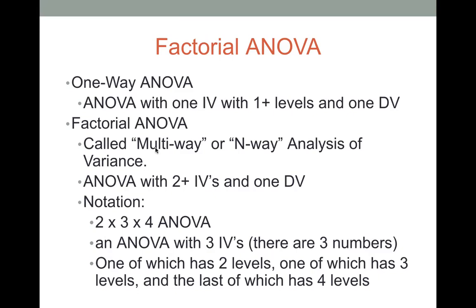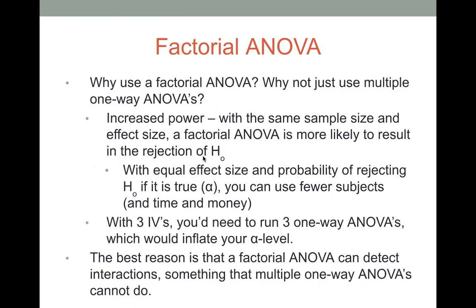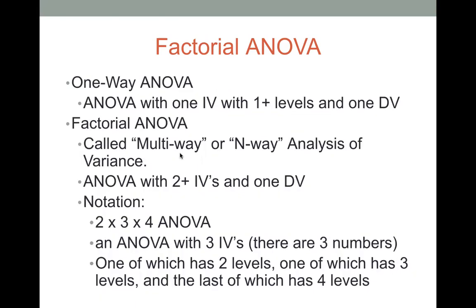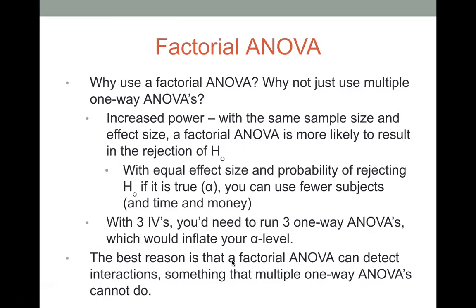This is called multi-way or n-way analysis of variance. You can also have 2 independent variables and then 1 DV. Look at the notation here, which means you have 3 independent variables: one has 2 levels, another has 3 levels, another has 4 levels. So that's the explanation here.